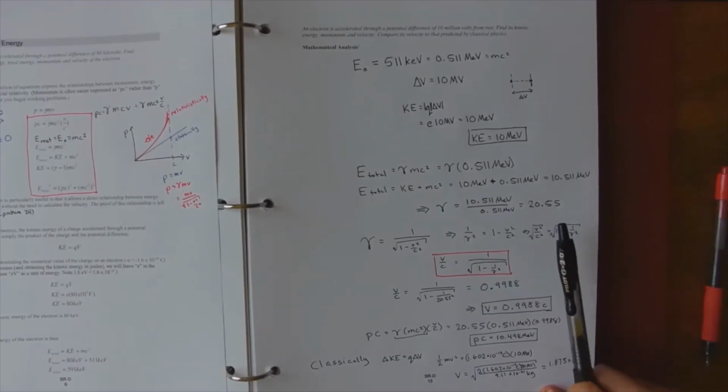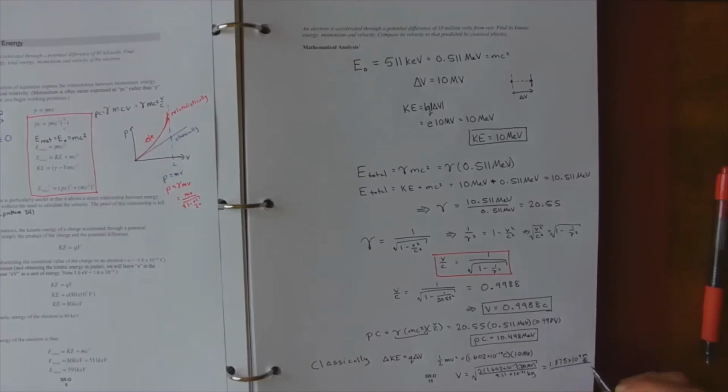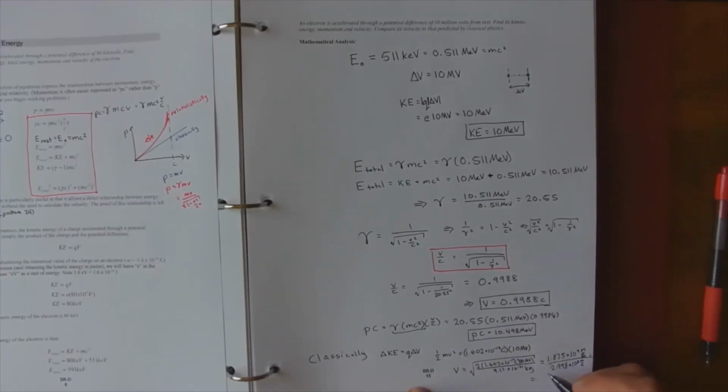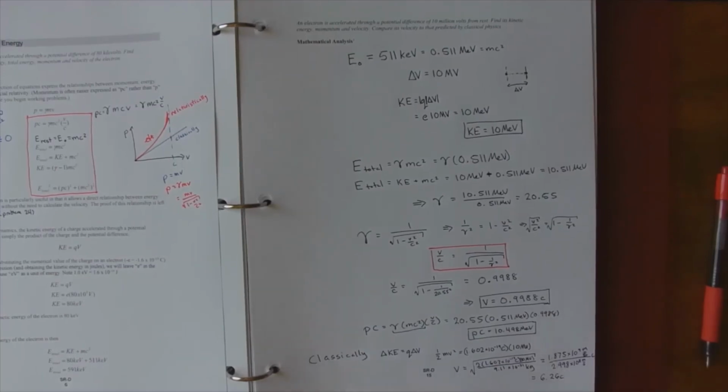But in order to compare that to the 0.998 c, I'm going to divide this by 2.998 times 10 to the 8th meters per second, and then multiply by c. And that gives me a velocity of 6.26 c. Can it be? No. So that's clearly wrong because it's much faster than the speed of light.